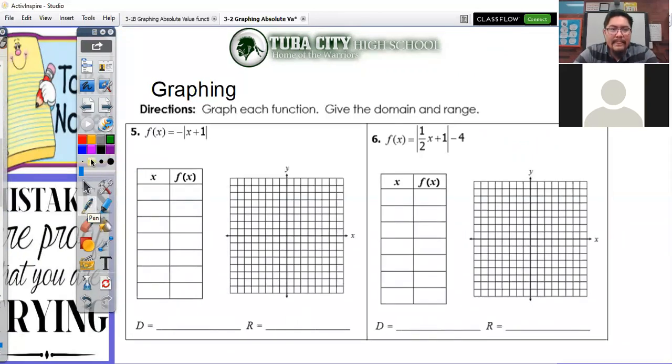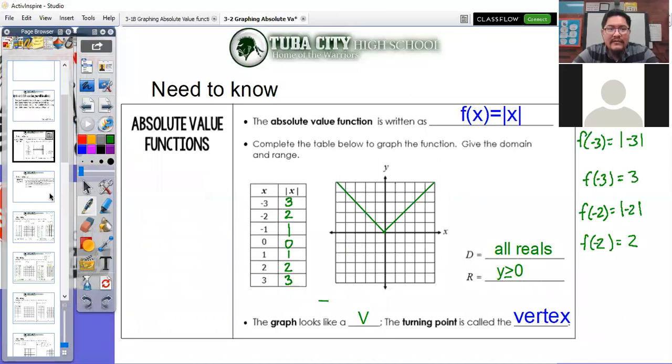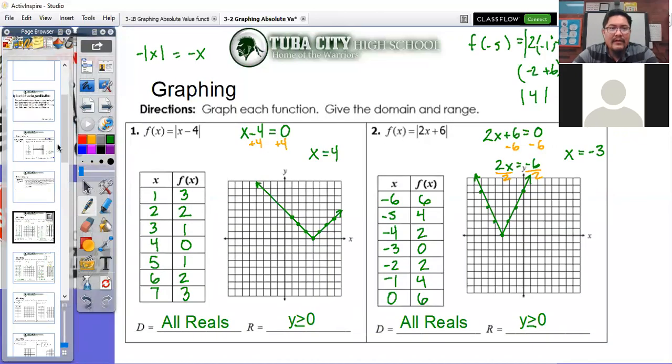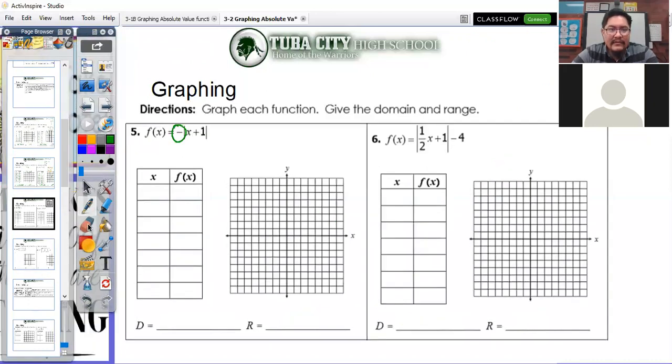So this one's a little bit different because you notice that there's a negative on the outside. And remember, I warned you about this before. I warned you that it's not always going to be a positive result. In fact, where did I put that example? Oh, right up here. So it's not always going to give you a positive result because sometimes you have a negative on the outside. So how does this affect our graph? What is it going to do?